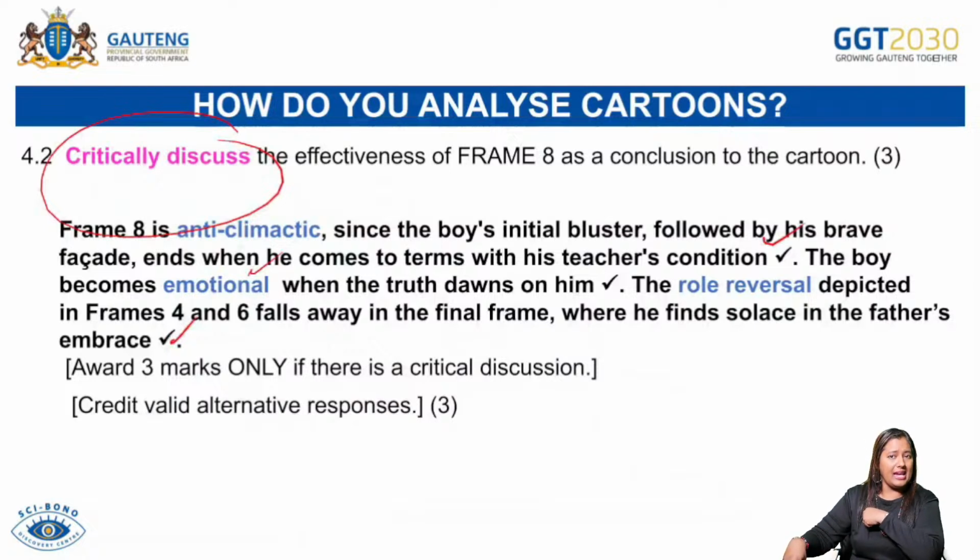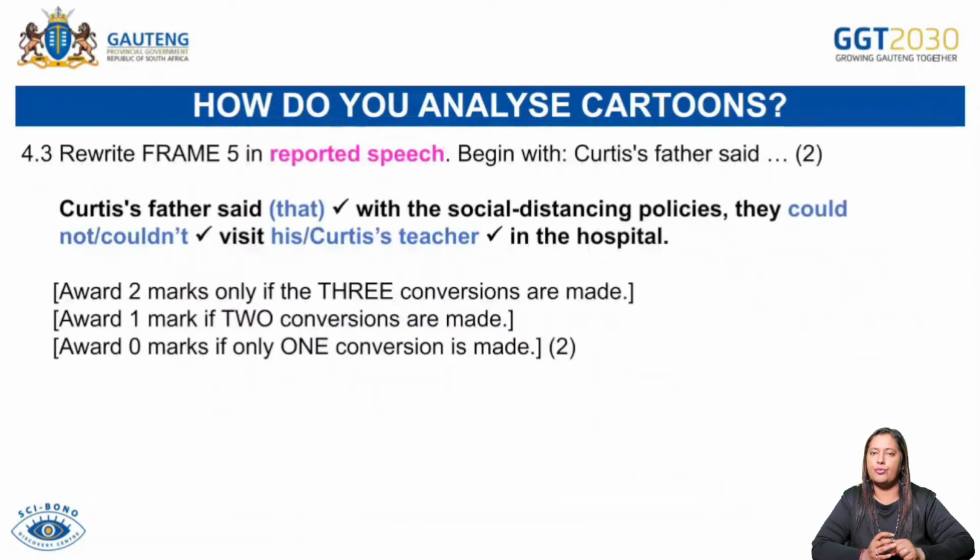But then in frame 8, we see it's not okay because he realizes that she's not going to be fine, and the only solace is the hug that his father gives him. And that's where that critical analysis comes in of the last frame of this cartoon. And that's how you will discuss it for 3 marks.